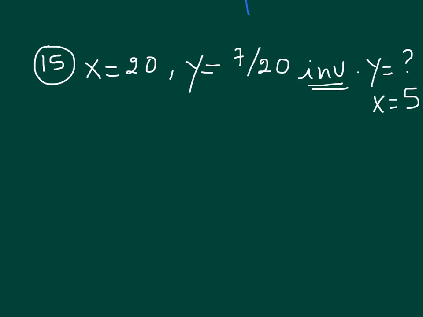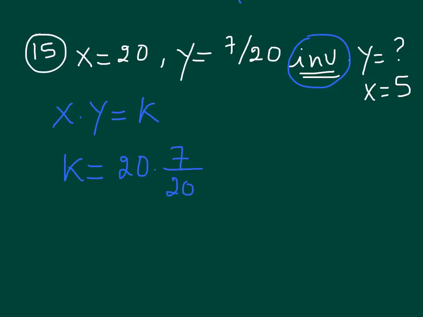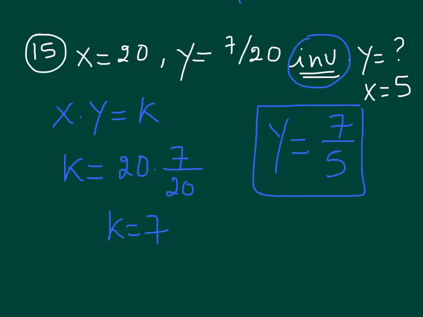Next is number 15, which is the same problem. We have an inverse variation that tells us that x times y equals a constant. We just have to figure out what that constant is. If we multiply 20 by 7 over 20, that constant is 7. But the question was, what would be y if x is 5? If k is 7 and x is 5, y will be 7/5.